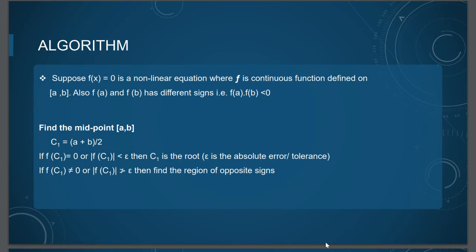If f(c1) = 0 or the modulus of f(c1) is less than epsilon naught, where epsilon naught is the absolute error or the tolerance, then c1 is the root. If it is not, that is, f(c1) is not equal to 0 or the modulus of f(c1) is greater than or equal to epsilon naught, then find the region of the opposite sign.